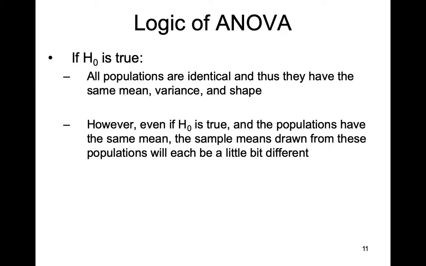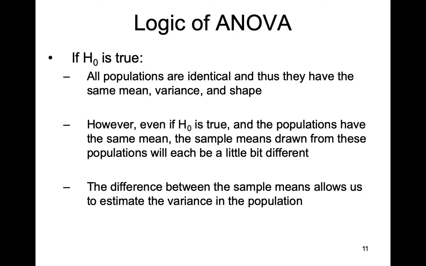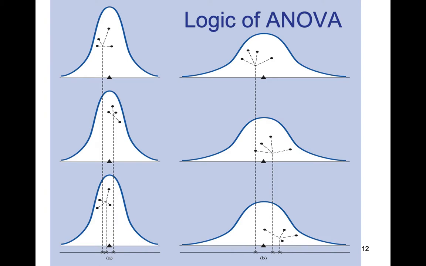So we would expect, merely due to sampling error, that those sample means are just a little bit different from each other as well as from the true population mean. Okay, but we can rely on this because the difference between those sample means allows us to estimate the variance in the population. So let's take a look.